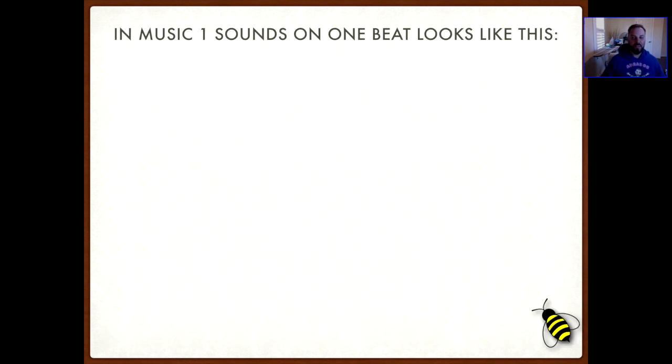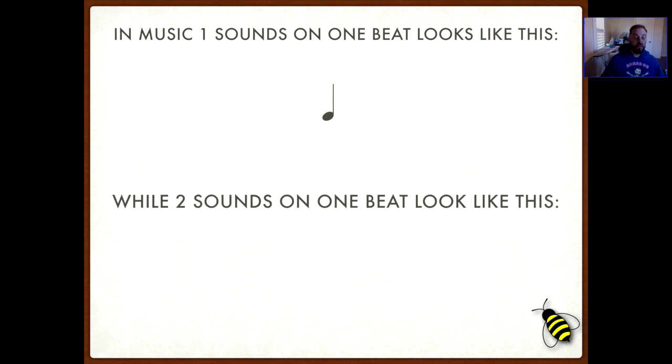In music, one sound on a beat looks like this, while two sounds on the beat look like this.